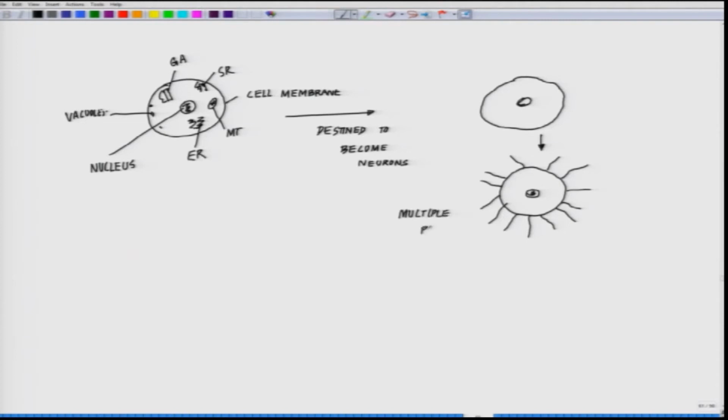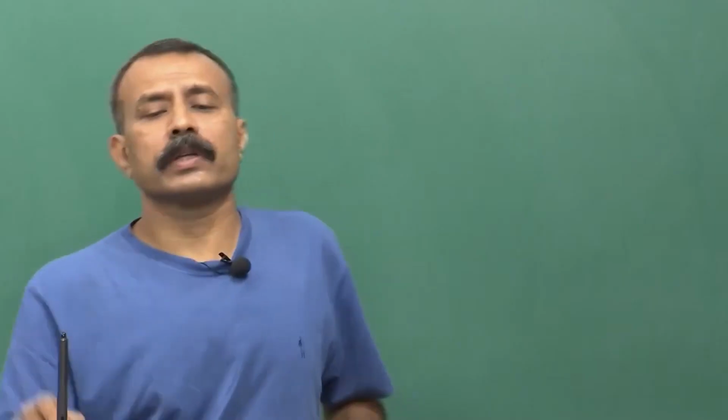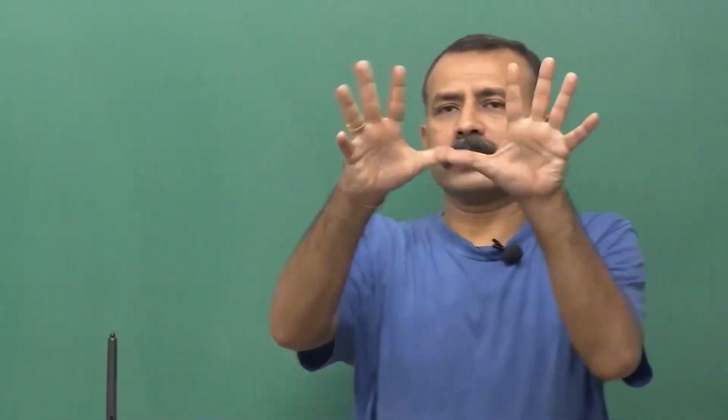Multiple processes. Now, among these multiple processes, for some interesting reason which till this date is not very clear, one of these processes dominates over others. That means, say for example, the multiple processes which are coming out like this.